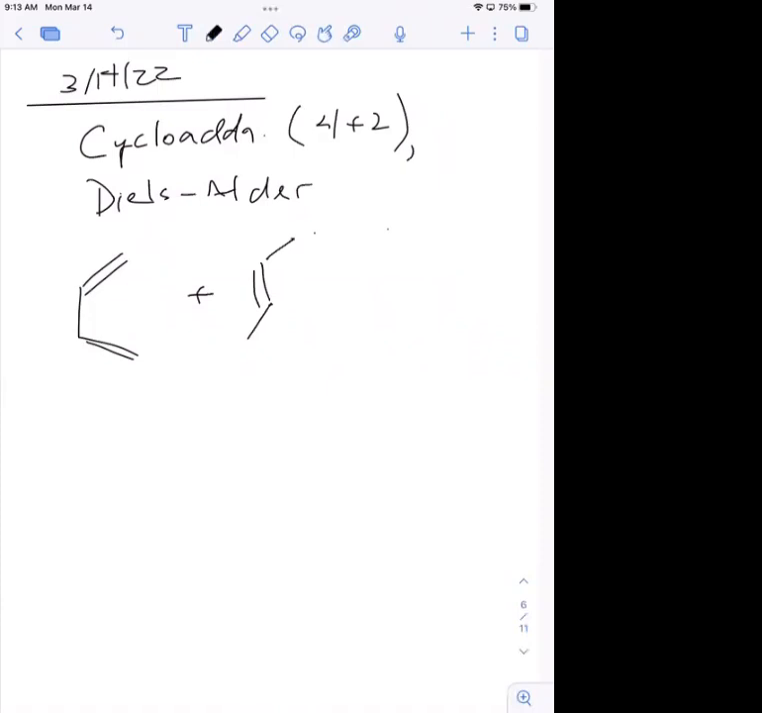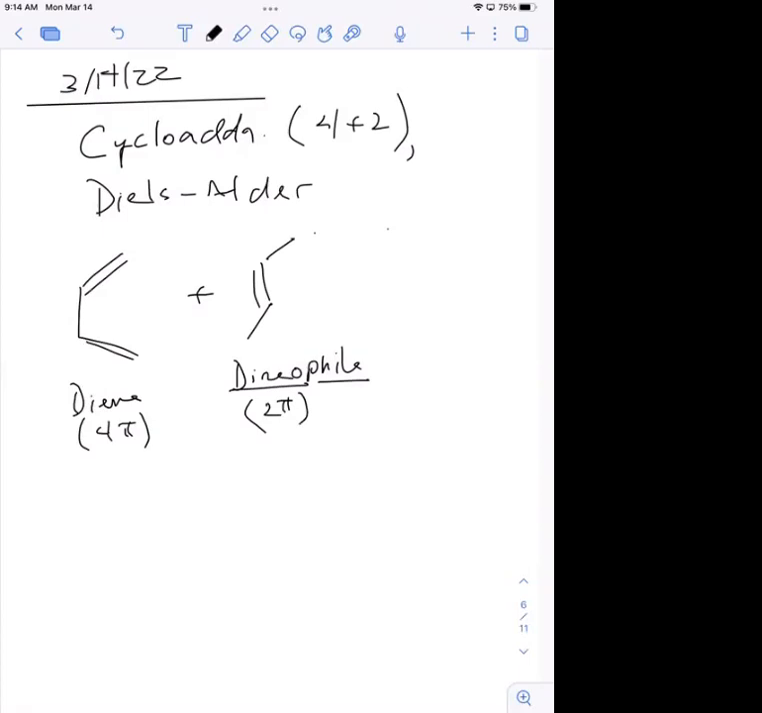So the diene is here. This is my 4-pi system. And what it reacts with in this reaction is what we call the dienophile. Dieno meaning diene, and then phile from the Greek word philos for love, so lover of diene. So you have a diene and a dienophile, and this is going to be my 2-pi system. That's where the description 4+2 comes from. It's a 4-pi system reacting with a 2-pi system.